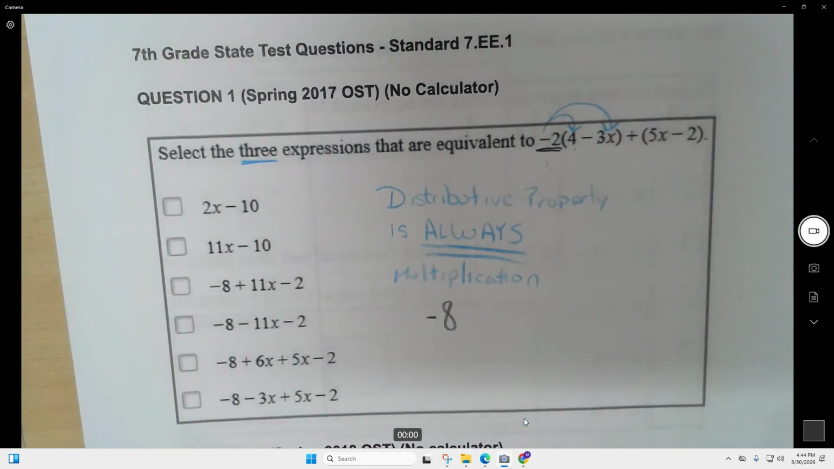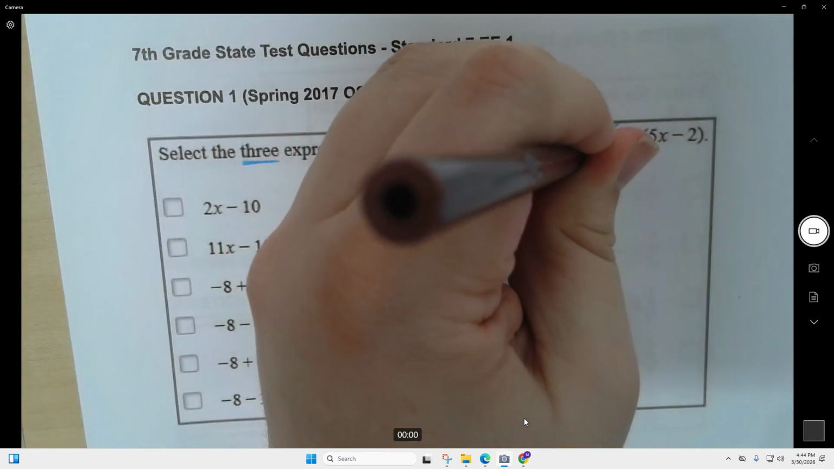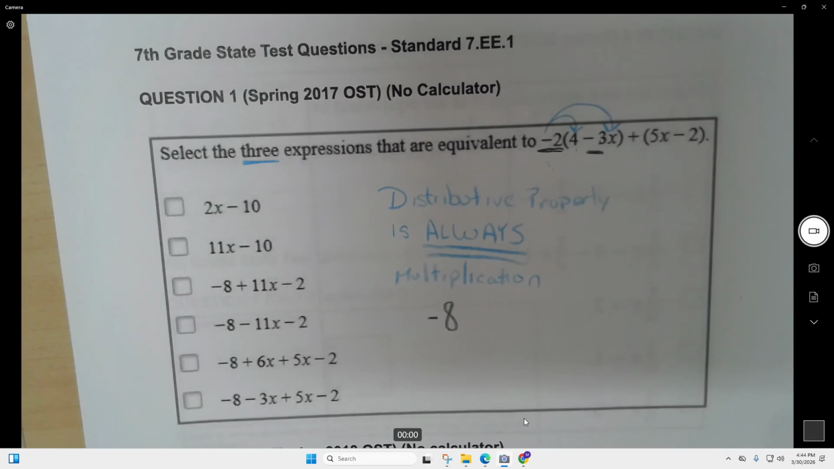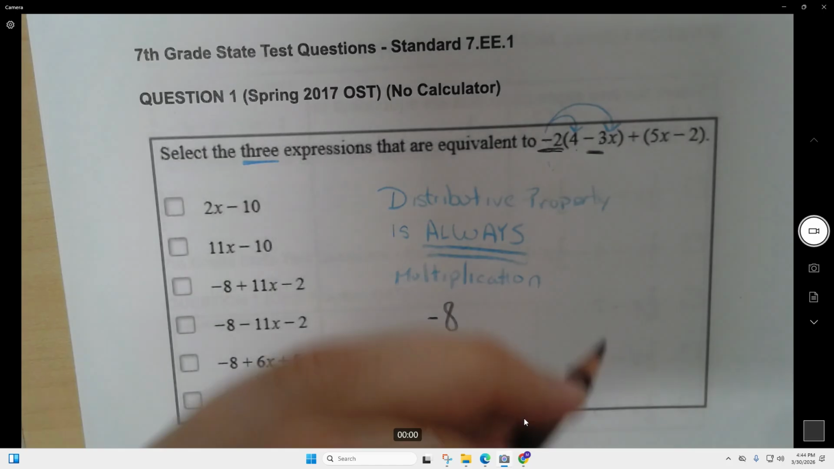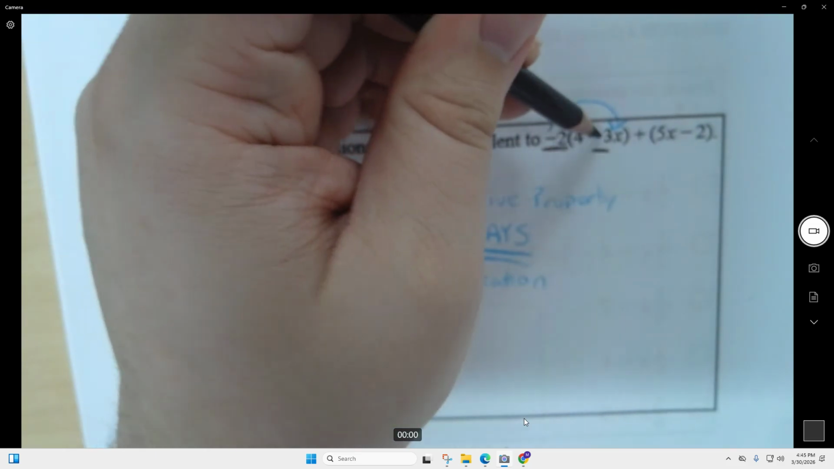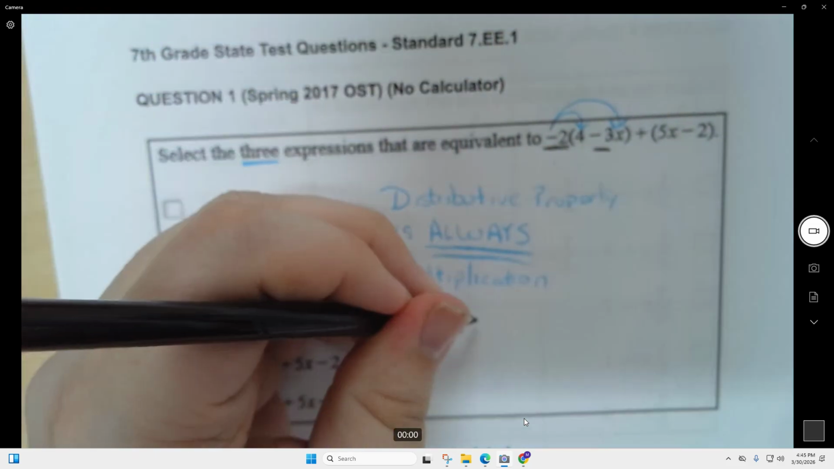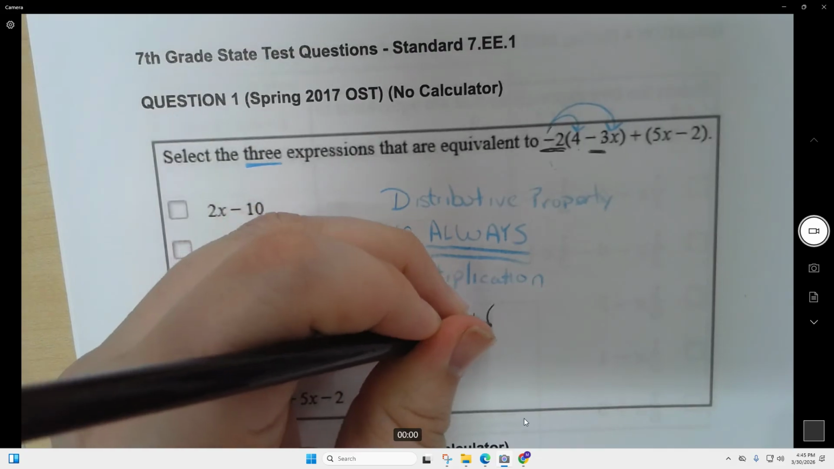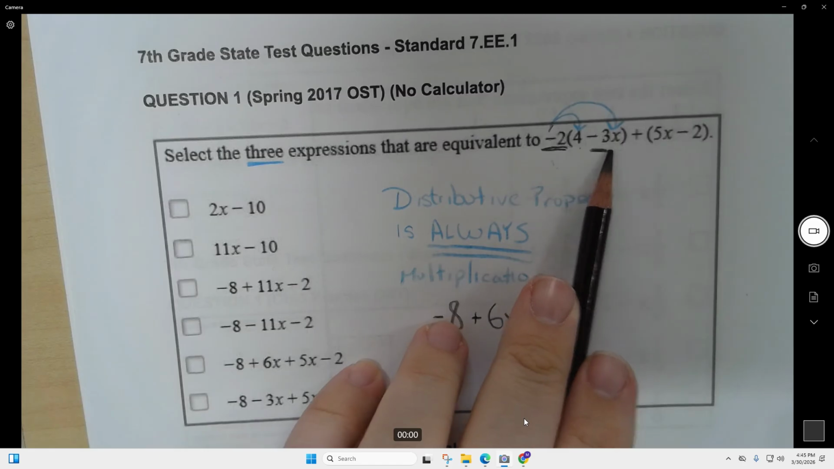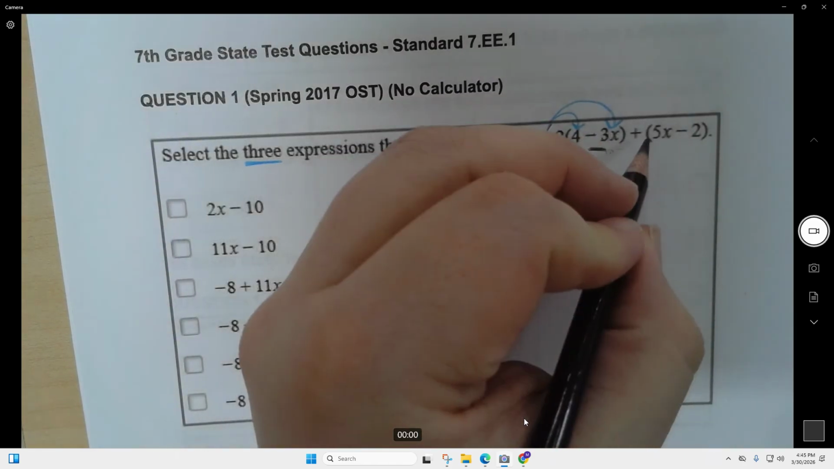-2 times -3x, you're combining the coefficient. Remember, the coefficient is the fancy word for the number in front of a variable, being x. You're going to multiply the coefficient with this -2. -2 times -3 makes +6. A negative times a negative makes a positive. The x just comes down with it.